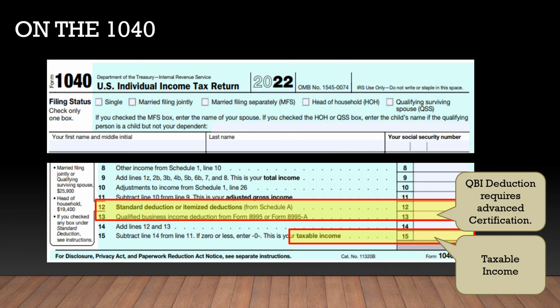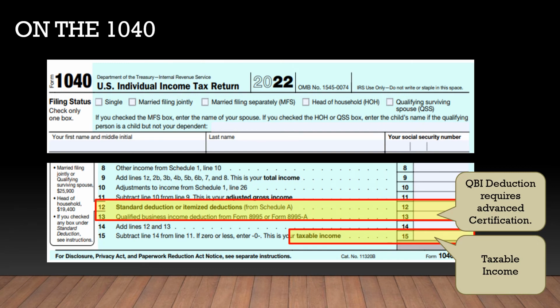So back to the 1040, we have our line 12 where our taxpayers will take the best benefit of the standard deduction or the itemized deductions. Line 13 is another deduction, the business income deduction, which generally is going to require advanced certification as it generally flows from Schedule C, the profit or loss from a business. But you might see an amount that populated in that line if there were Section 199A dividends that were reported on a 1099 dividend form, which we learned about in our wages, interest, and etc.